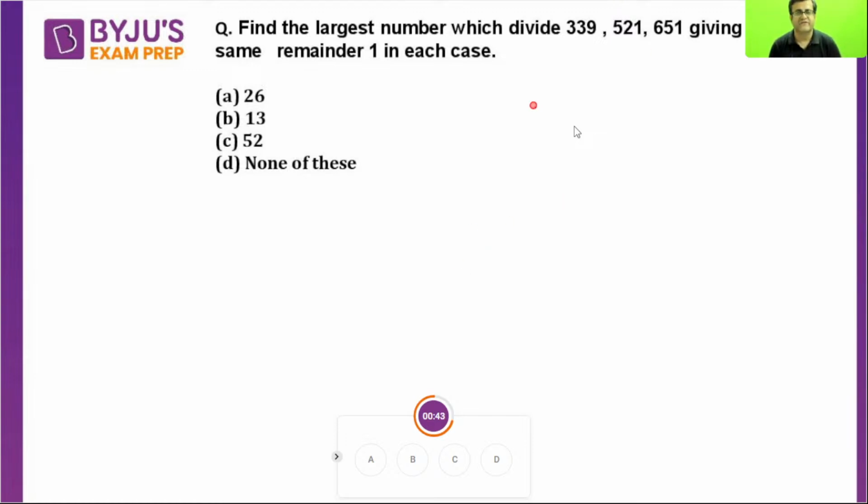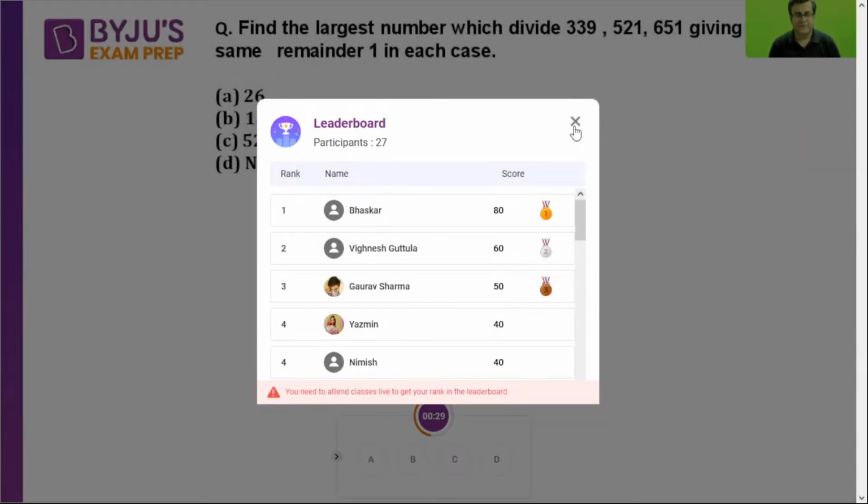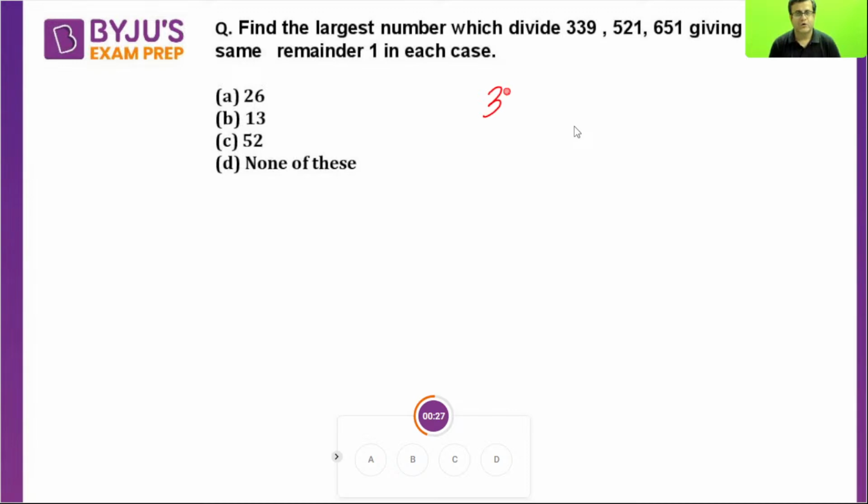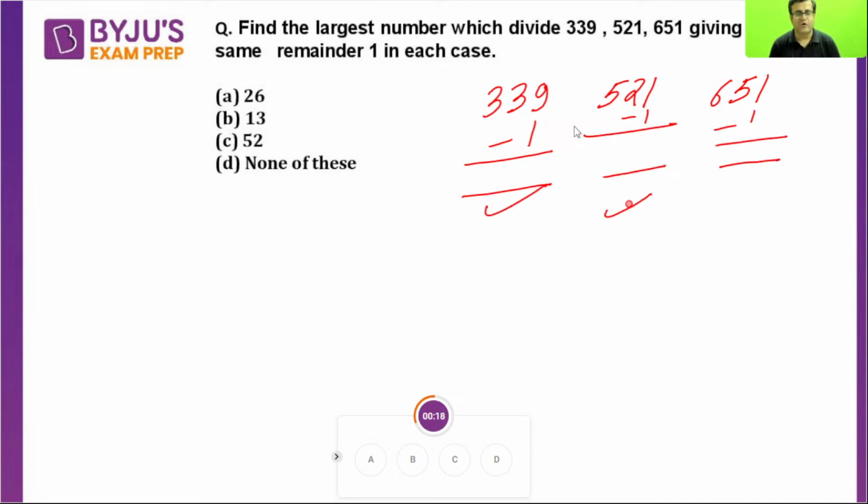Find the largest number which divides 339, 521, 651, giving the same remainder in each case. Same remainder 1 in each case. Option A, absolutely right. The number you will have to find out divides 339, divides 521, divides 651, giving remainder 1 in each case. If you subtract 1 from each of these, you will get 3 values. Take the HCF of all. This is the general method which students used to apply.